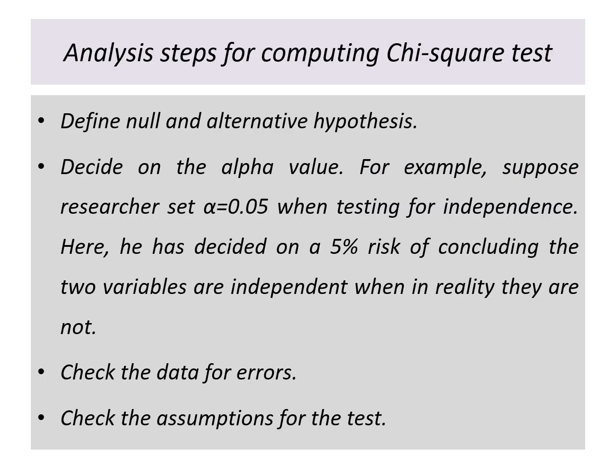Now the steps for computing the chi-square test. While you are going to compute chi-square, as a researcher, first you need to define the null and alternative hypothesis. Then you need to identify the alpha level, whether it is 0.05 or 0.01. Then you need to check the data for errors, and whether the assumptions for the test are being fulfilled or not.